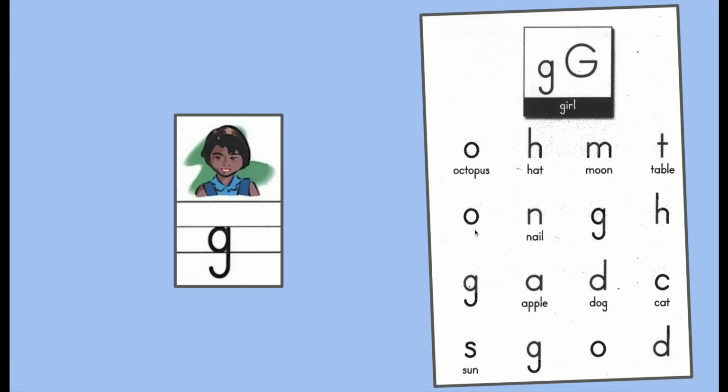That's the sound ah, like octopus. That's our new sound today. It makes the g like girl sound, made by the letter G. Next sound. Did you say n like nail? If you did, you are correct, and that is made by the letter N.